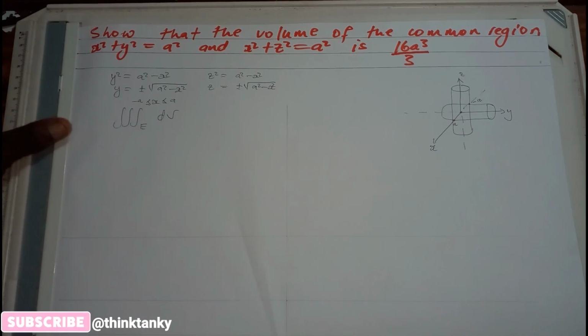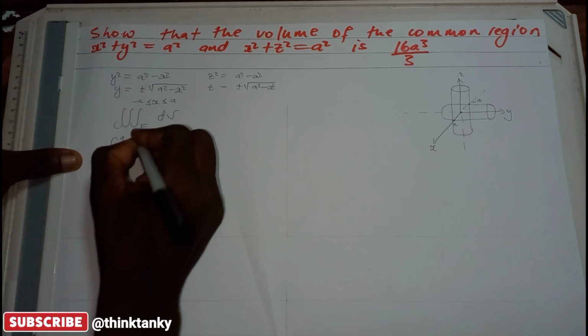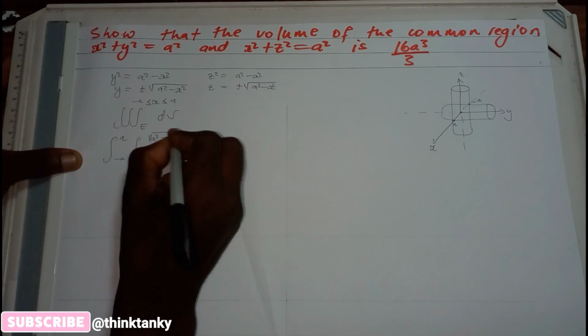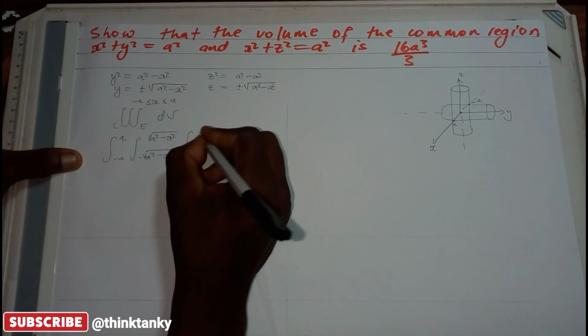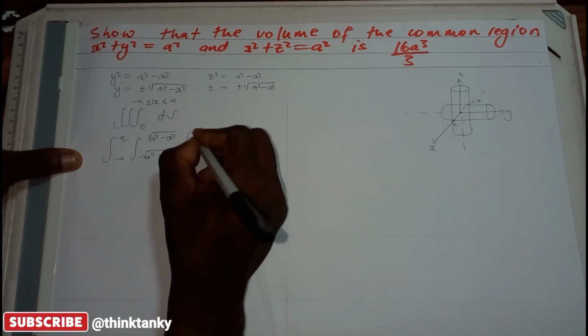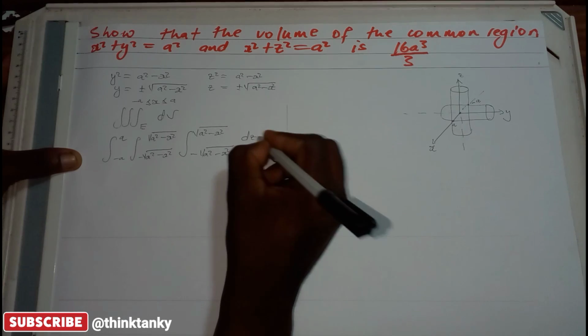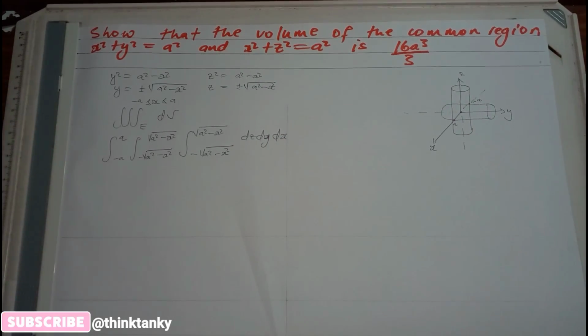dV. So my x limits are negative a to a, the y limits are negative square root of a squared minus x squared to square root of a squared minus x squared, then the z limits, dz, dy, dx.